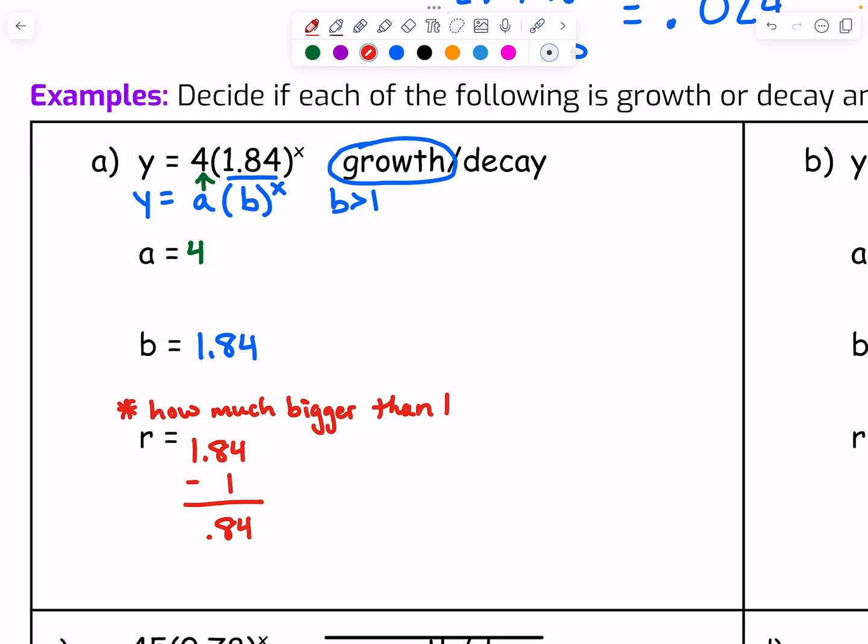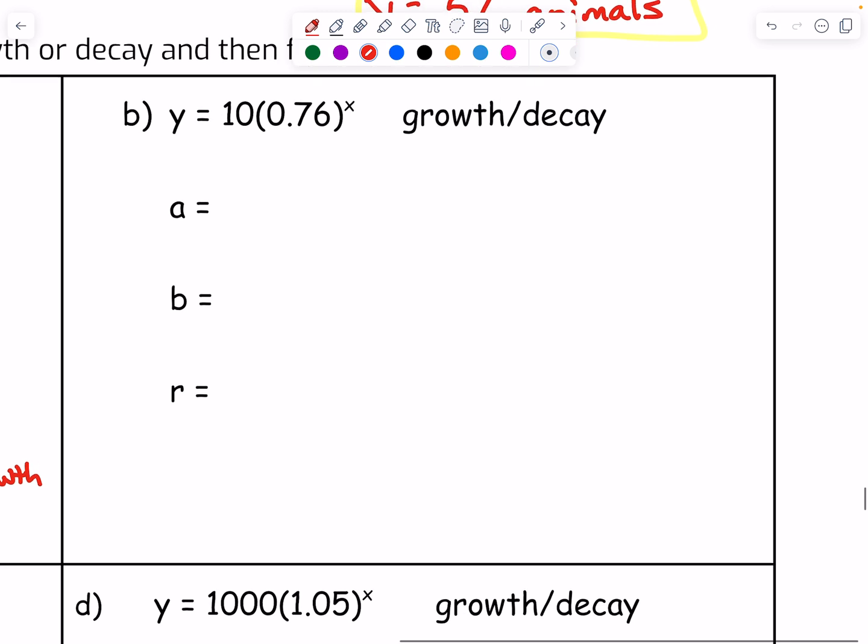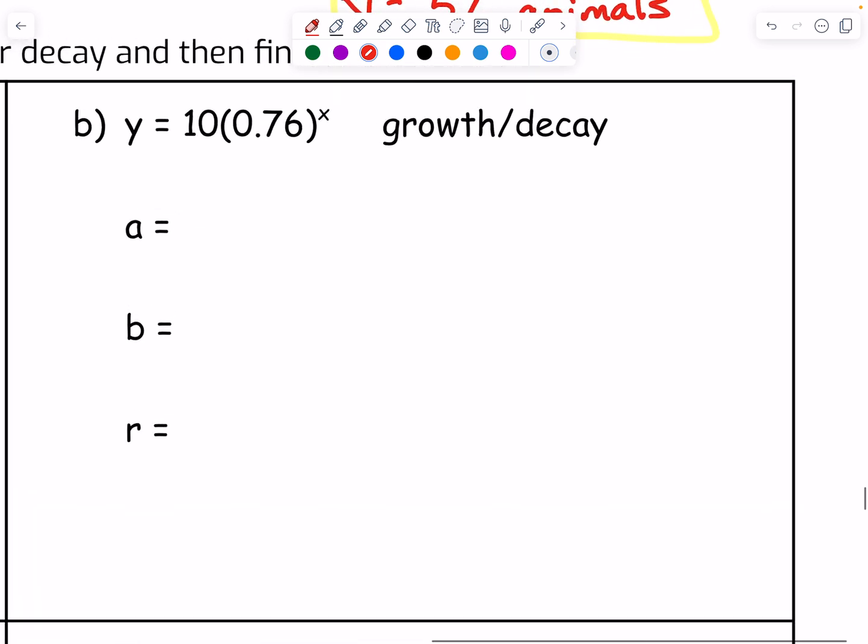And then if I want to write it as a percentage, I've got to go backwards and multiply it by 100 to put it back into percent. So 84% is the rate of growth, because that's how much bigger than 1 it was in our formula. Let's look at another one. So y equals 10 times 0.76 to the x power. So think of our exponential form as y equals a times b to the power of x. So a is the initial amount, which is 10. B is the 0.76.